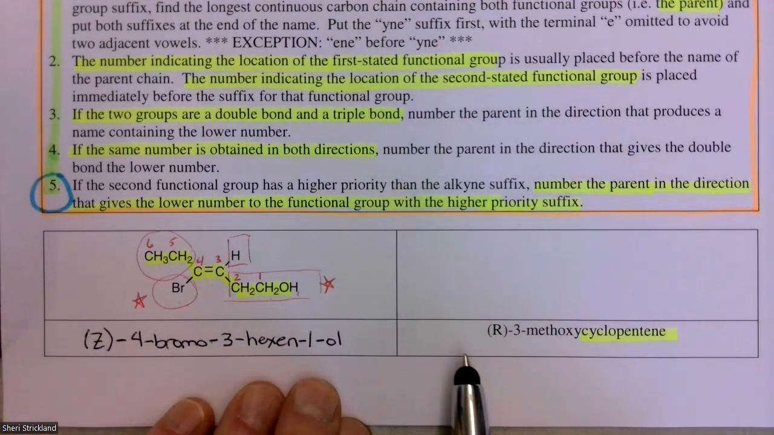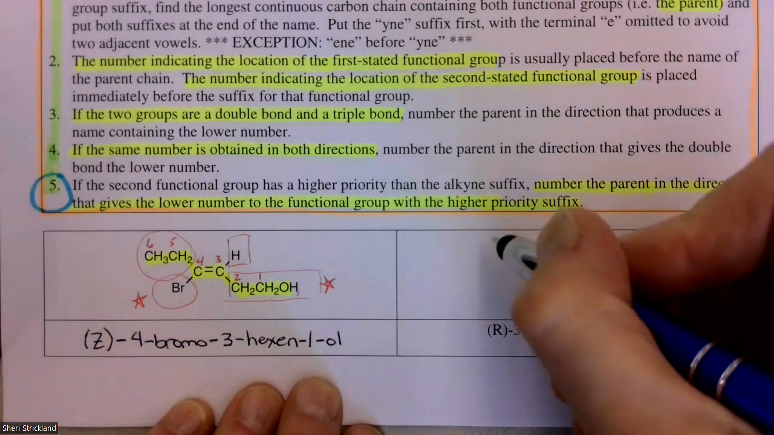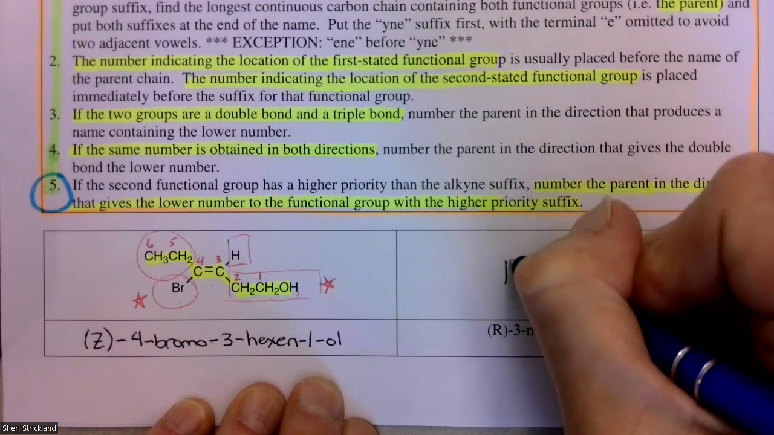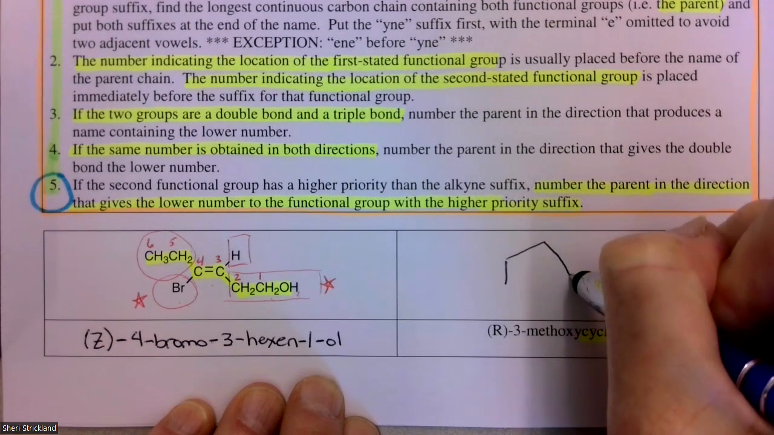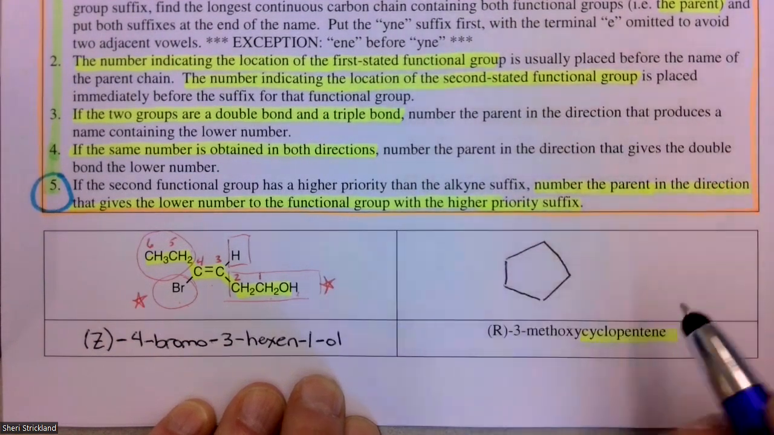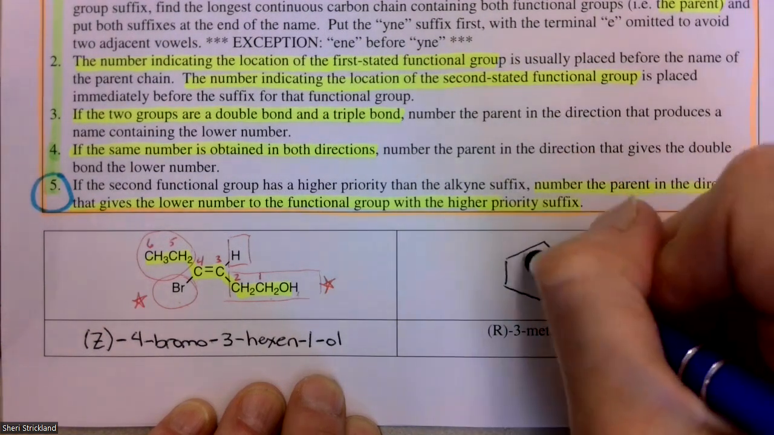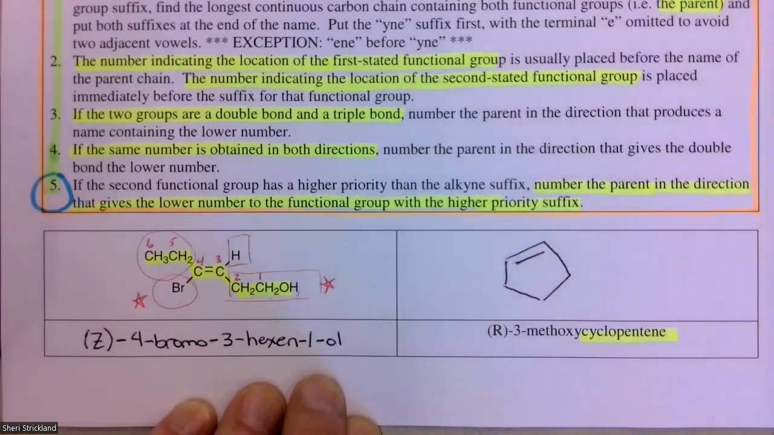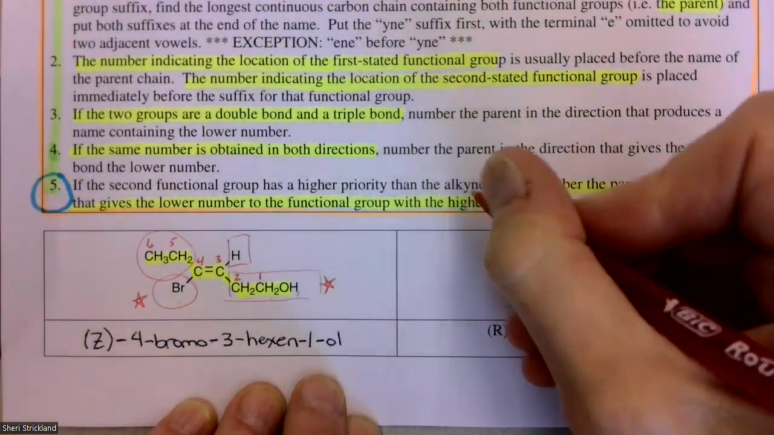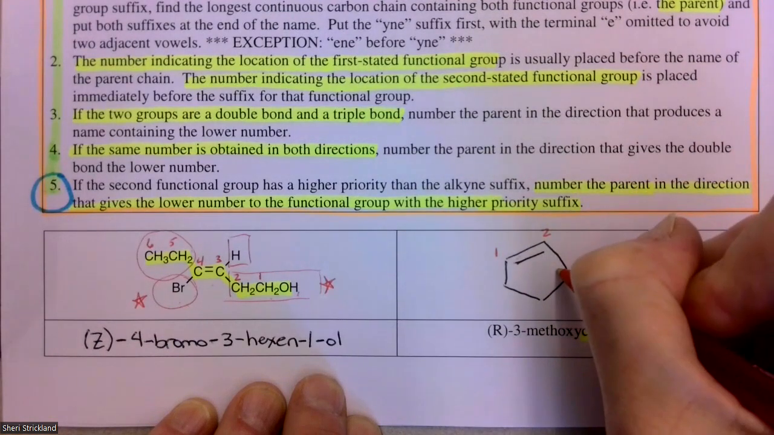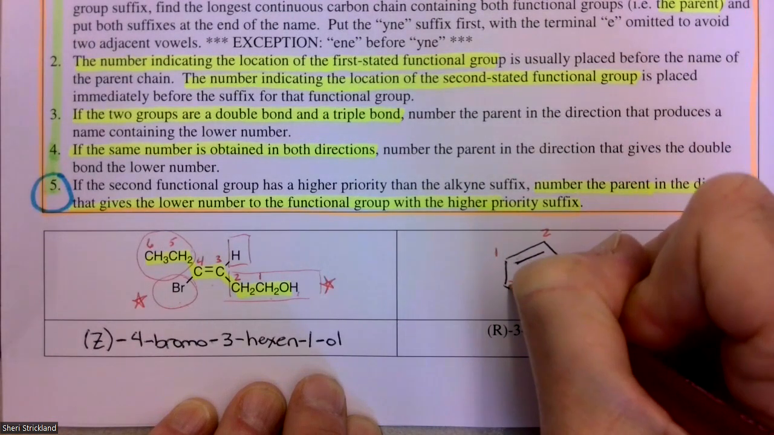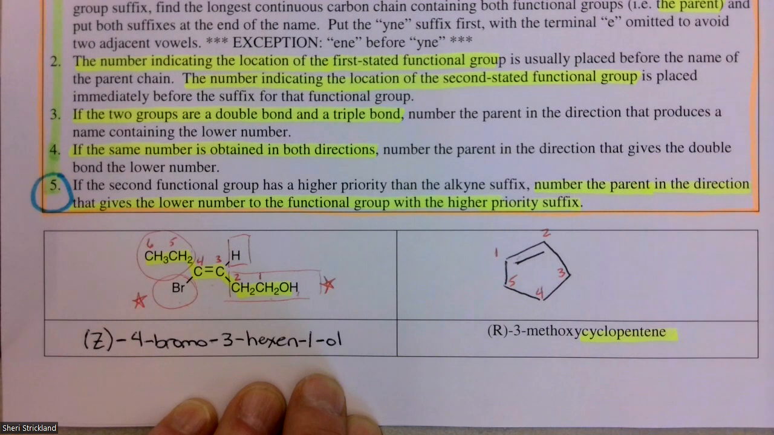All right, so what if you're going the other way? You've got a parent that's a cyclopentene, and we don't have any number indicating the location of the double bond, so it's got to be carbons 1 and 2. So we'll just go ahead and put that in. 1, 2, 3, 4, 5. Okay, we've got a methoxy group at carbon 3.